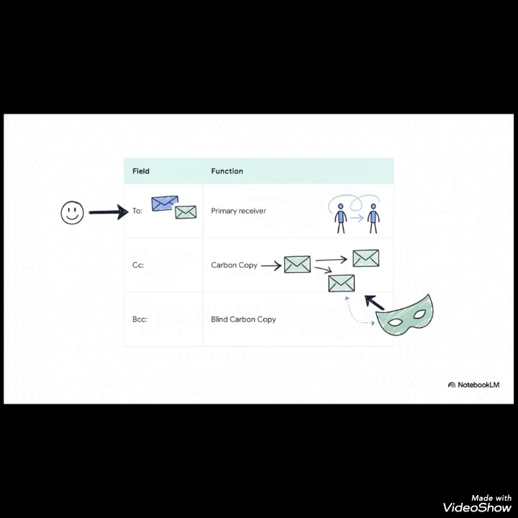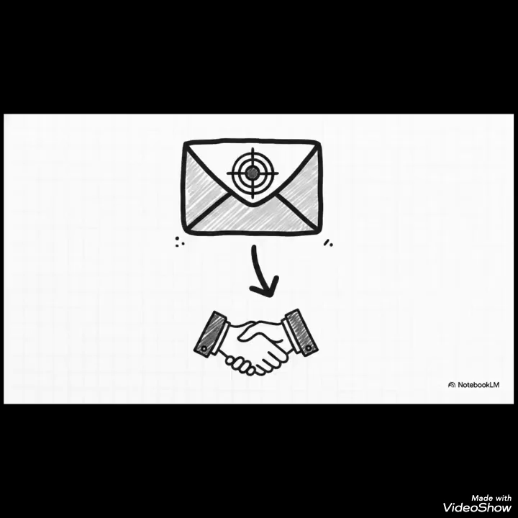BCC, though, or blind carbon copy, is your secret weapon for privacy. It allows you to send a message to a whole group of people while keeping everyone's email addresses completely hidden from each other. All right, let's keep moving down the format waterfall.